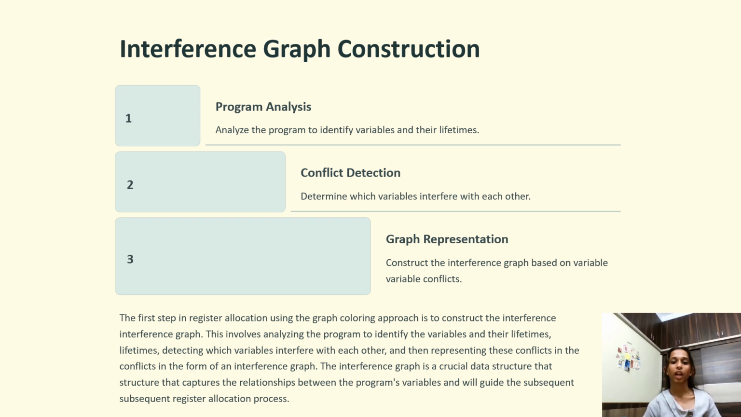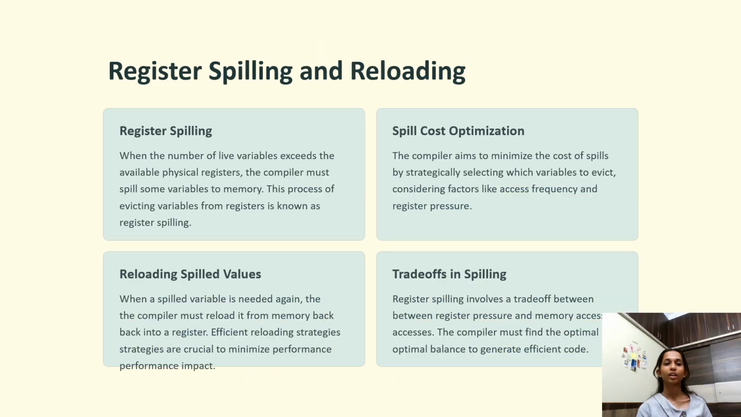The first step in register allocation using the graph coloring approach is to construct the interference graph. This involves analyzing the program to identify the variables and their lifetimes, detecting which variables interfere with each other, and representing the conflicts in the form of an interference graph. The interference graph is a crucial data structure that captures the relationships between the program's variables and will guide the subsequent register allocation process.